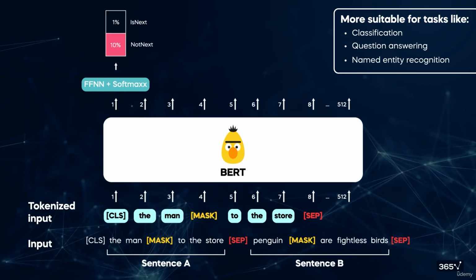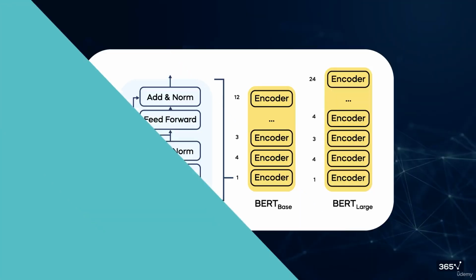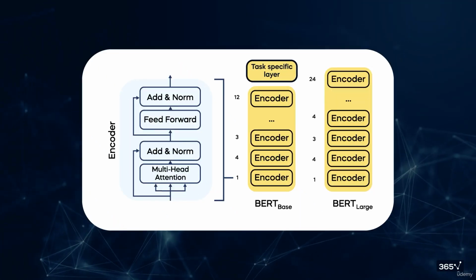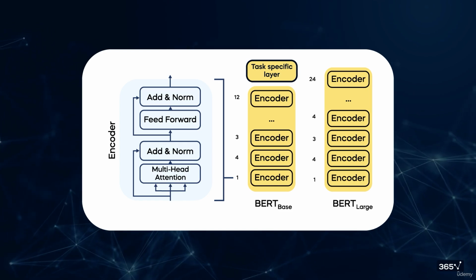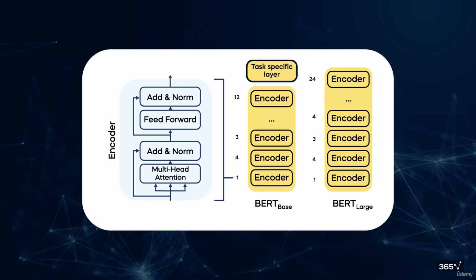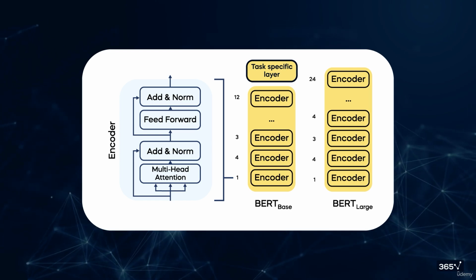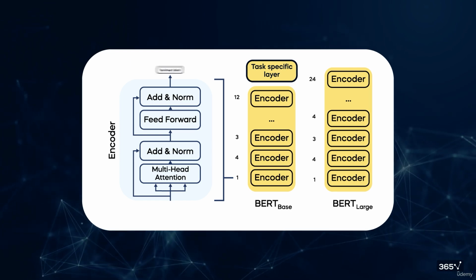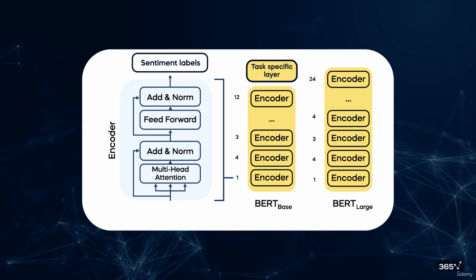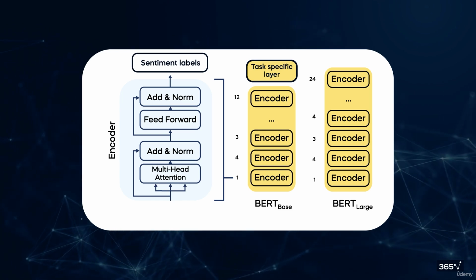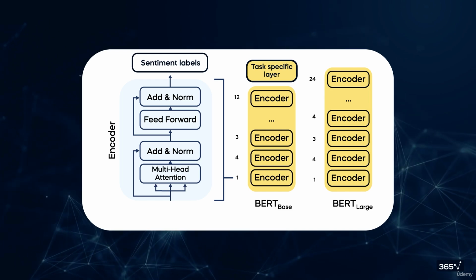After pre-training, BERT can be fine-tuned for these specific tasks by adding a task-specific layer on top of the pre-trained encoder. The new output layer we create formats the output to be relevant for the task. So for example, if we wanted to do sentiment analysis, the final output layer would transform our output into sentiment labels. This flexibility and adaptability are key advantages of working with BERT.